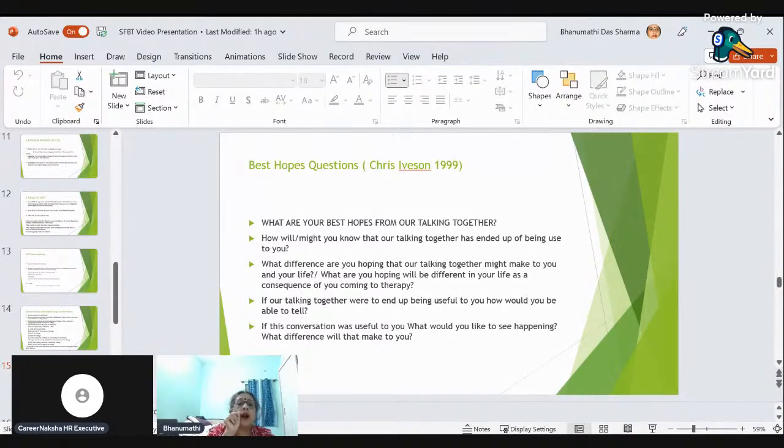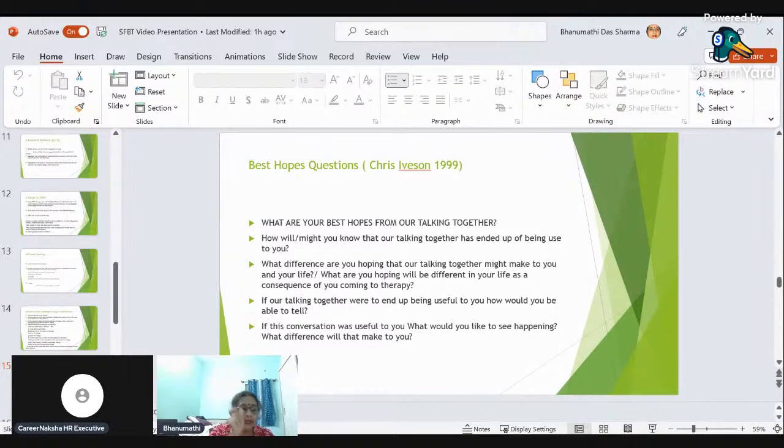Next word is "are." Now. It's not past, it is now. We don't ask them what were your best hopes or what will be your best hopes. No. What are your best hopes? Now, what is it that the client wants at the point they arrive for the therapy, not at some point in the past. Then, most important, "your." It is the client's best hope. They are the center of the conversation, not the therapist, not the referrer. Client is most important.